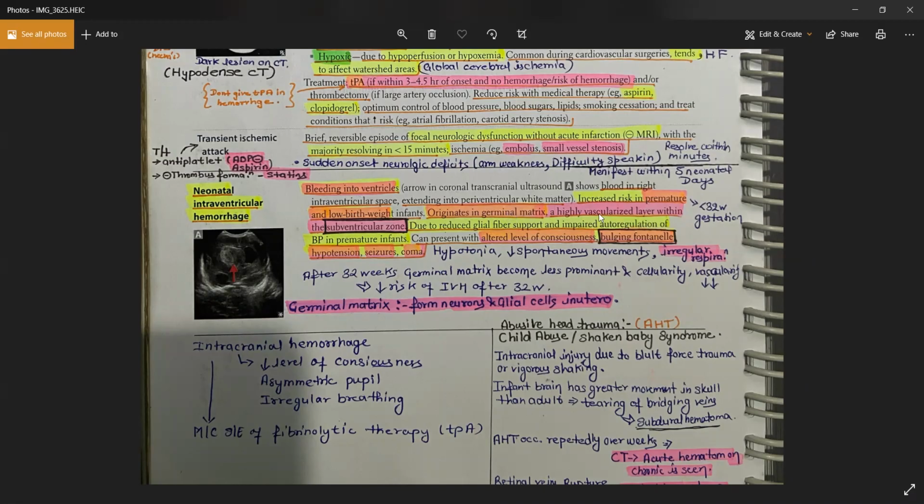The germinal matrix is a highly vascular structure present in the subventricular zone. You will have an altered level of consciousness, bulging fontanelle, hypotension, seizures, coma, irregular respiration, decrease in movement, hypotonia. All these things will be there. So just look for the hint: patient before 32-week gestation, and now they are having these neurological symptoms. You will immediately know that the patient is having a neonatal intraventricular hemorrhage.